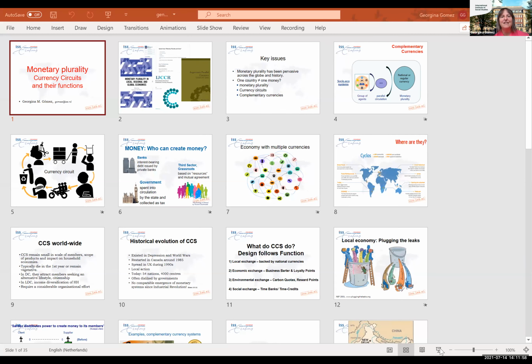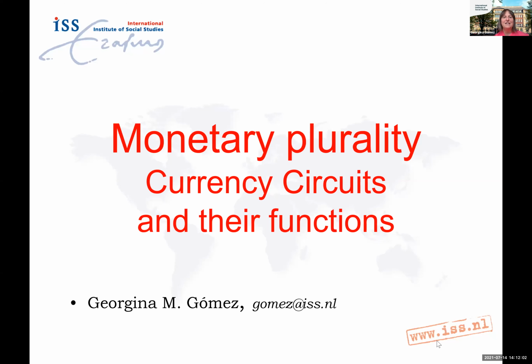And I'm going to talk about a topic that I think is not so well known, and that's monetary plurality. This word comes from French, so I imagine a better translation into English would be plurality of money. I don't know, but well, that's the name it became known for.